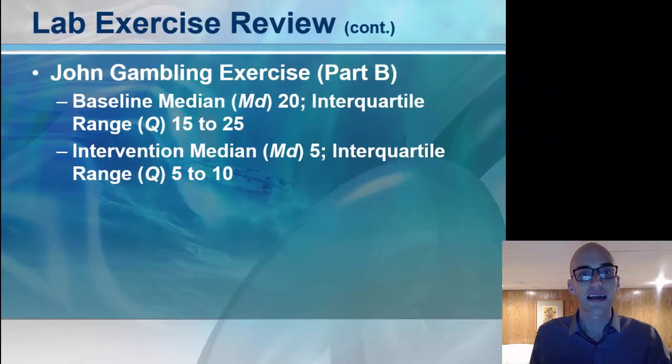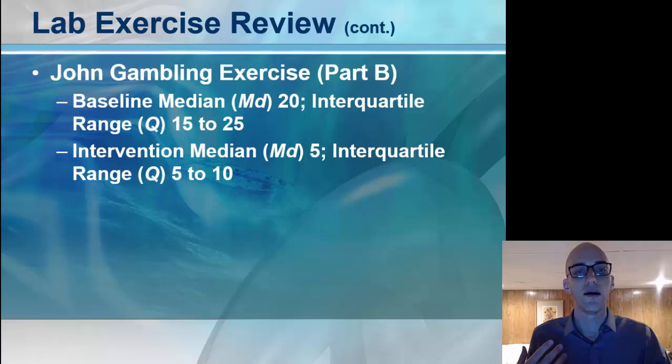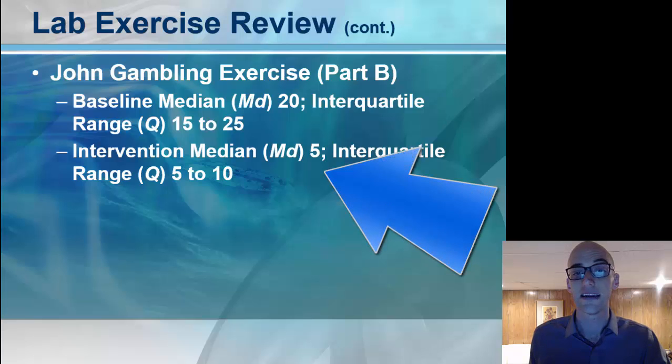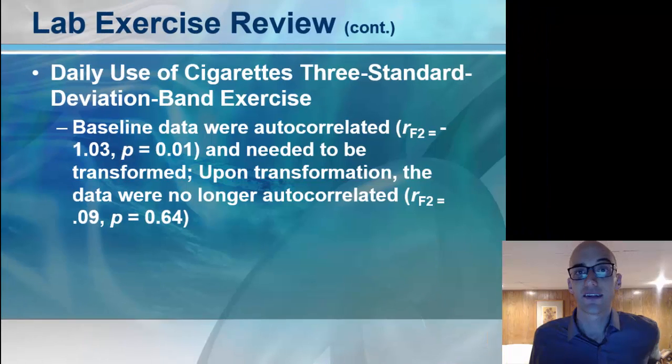Part B of John's gambling exercise, this is with the median. So here we've got a median of 20 with an interquartile range of 15 to 25, and an intervention median of 5 with an interquartile range of 5 to 10. All right, and for the 3 standard deviation band approach, the baseline data were autocorrelated. So after a moving average, you should have a p-value of 0.64, which is no longer autocorrelated.